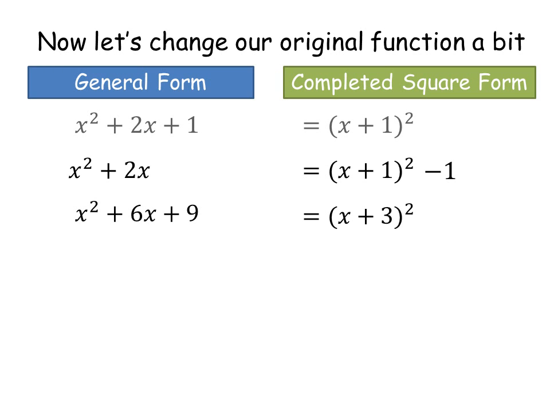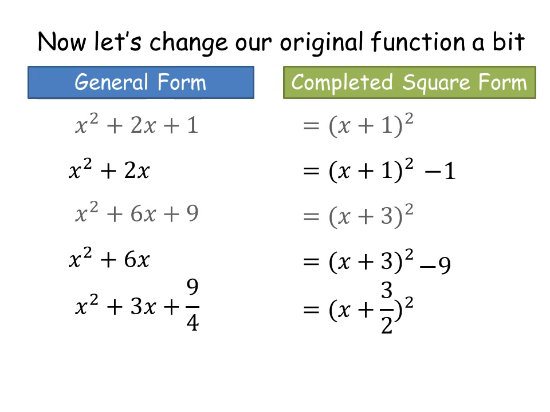What about this one? Instead of x squared plus 6x plus 9, which is equal to x plus 3 all squared, what if I just had x squared plus 6x? Well, in that case, my right-hand side is x plus 3 all squared minus 9. What about x squared plus 3x plus 9 over 4? That's equal to x plus 3 over 2 all squared, but what if I didn't have the 9 over 4 on the left-hand side? Well, then I've got to subtract it from the right-hand side. Let's just look at a few more, because this is really important.